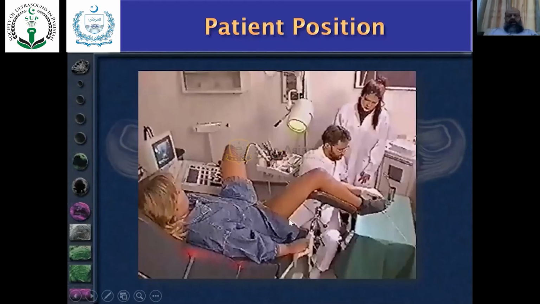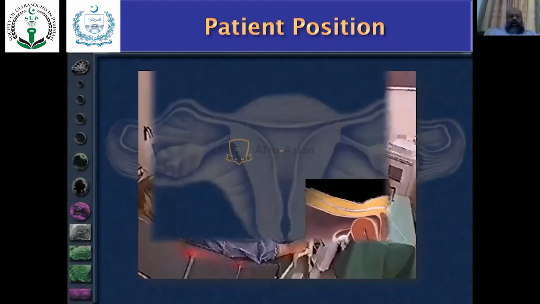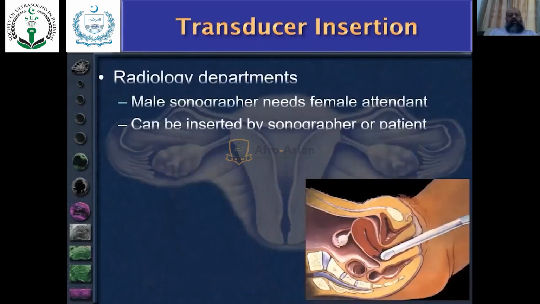The knees are flexed, and if the male radiologist or gynecologist or sonographer or radiographer is performing TVS, a female attendant is required. So in the radiology department, male sonographers need a female attendant. And the transducer, the probe, can be inserted by the sonographer or the patient herself. This is how it is inserted, and it will be the location.